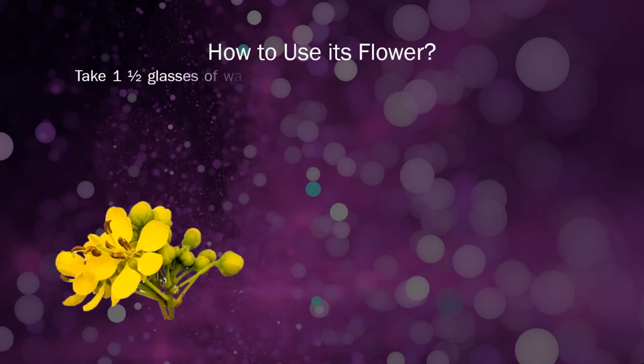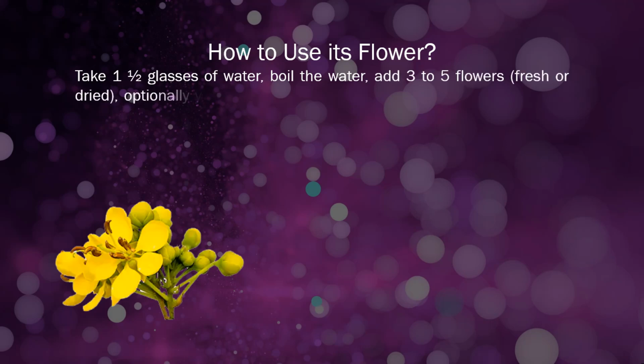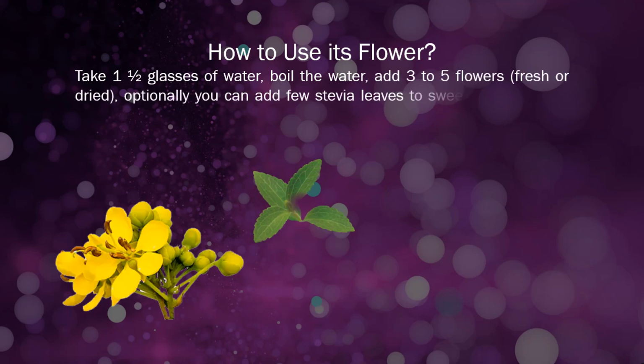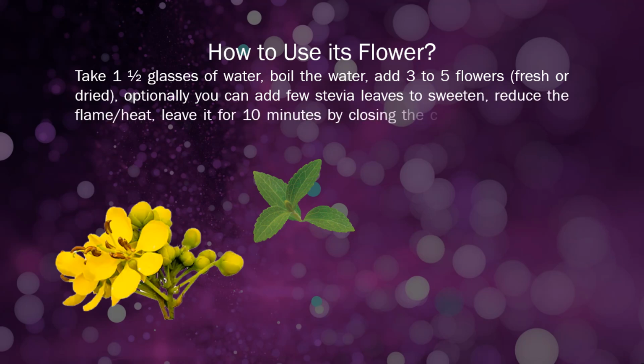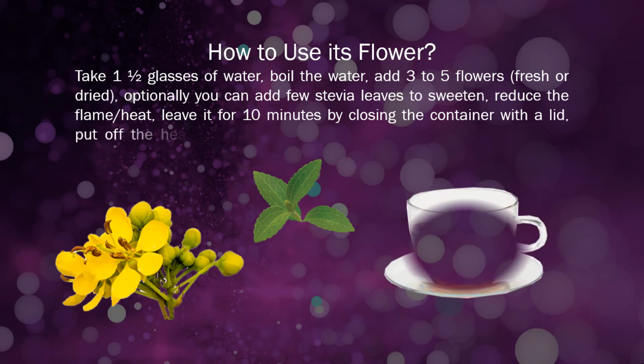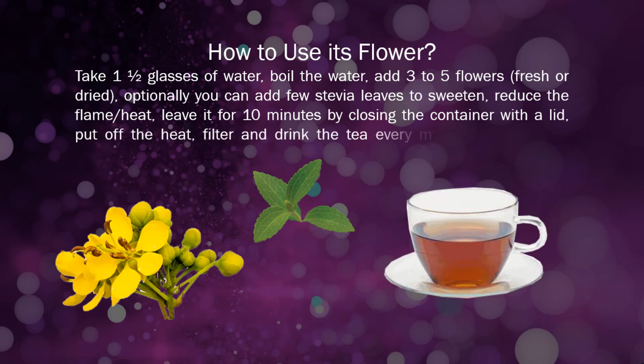Take 1½ glasses of water, boil the water, add 3 to 5 flowers, fresh or dried. Optionally, you can add a few stevia leaves to sweeten. Reduce the flame, heat, leave it for 10 minutes by closing the container with a lid. Filter and drink the tea every morning on an empty stomach.